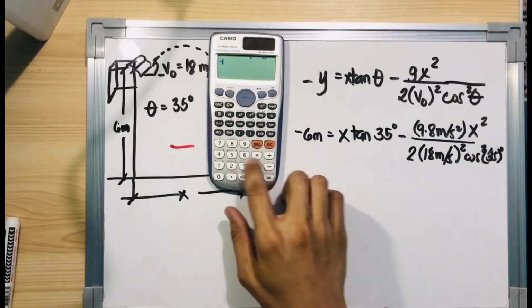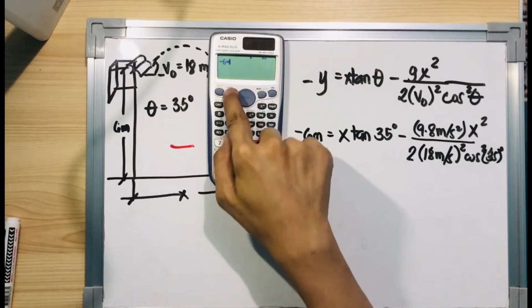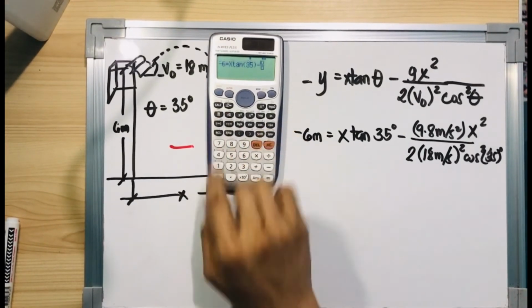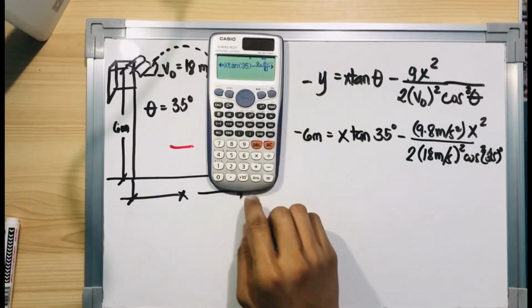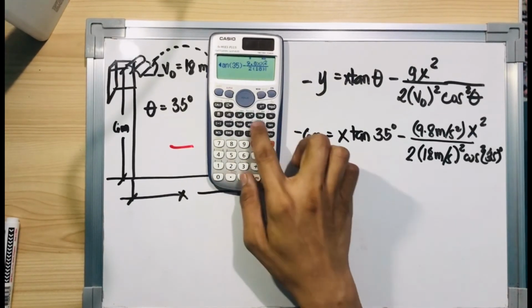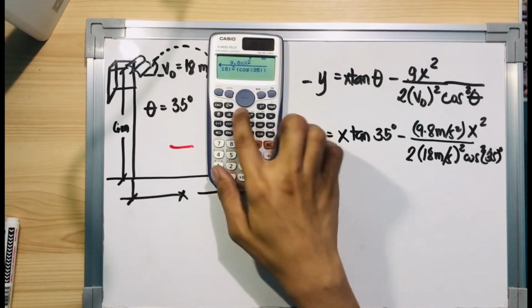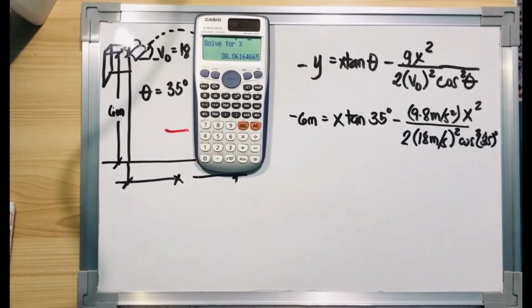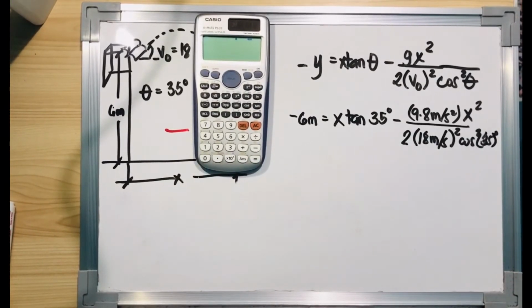Okay? So, that's negative 6, okay, is equal to x. So, you have alpha x, and then you have tangent of 35 minus you have 9.8 multiplied by your x squared divided by 2 multiplied by 18 squared, and then yung cosine, wag kalimutan na naka-parenthesis, 35, and then i-square. Okay? So, let's press shift, solve, and then let's try guessing. Sabihin natin 20, and press equals, and wait for your calculator to provide you the answer.